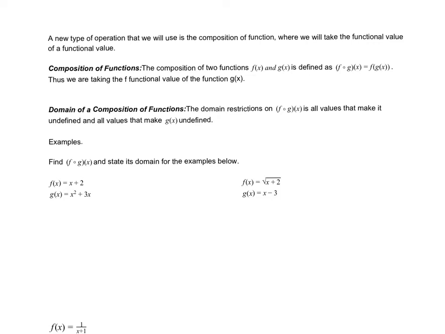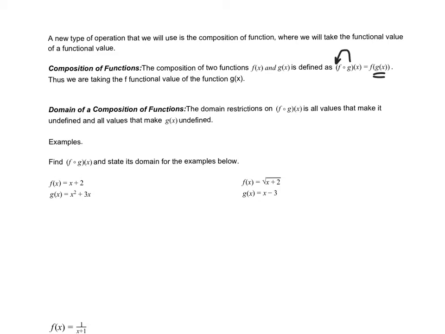Okay, the last operation we're going to look at is a composition of functions, which is a new operation that you probably have not seen before. And that's when we're going to take a functional value of another function. So you can see the composition of two functions, f and g. It's written as f of g of x. So the little open circle represents of. So f of g of x is simply equal to f of g of x. So essentially what that means is if you have the g of x function, you are plugging it in to the f function. So everywhere there is an x, we are going to plug in the g function for that x. So we're going to take the functional value f of g of x.